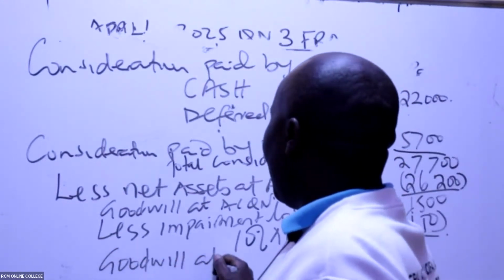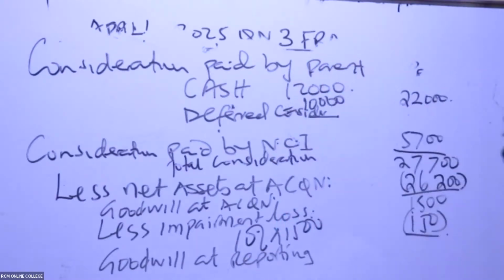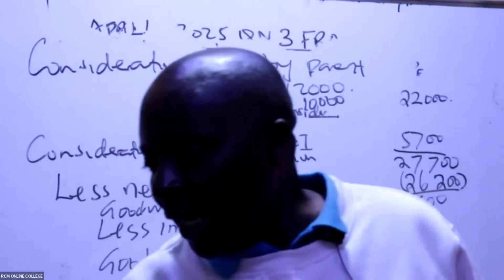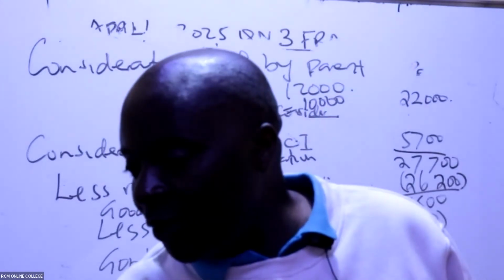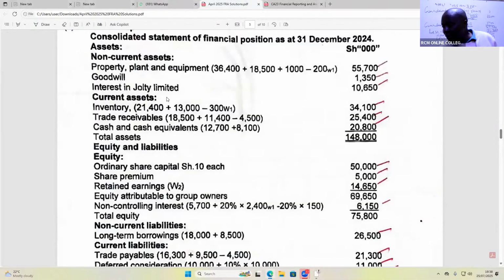Goodwill at reporting. So goodwill at reporting, how much are we talking about, ladies and gentlemen? 1,350. So now if you do it this way, you have your 6 marks. Goodwill at reporting, you have your 6 marks like that. And of course, I've already shared the answers. It's good I share the answer so that as I move with speed, you can see goodwill, 1,350 at reporting, what I shall report.